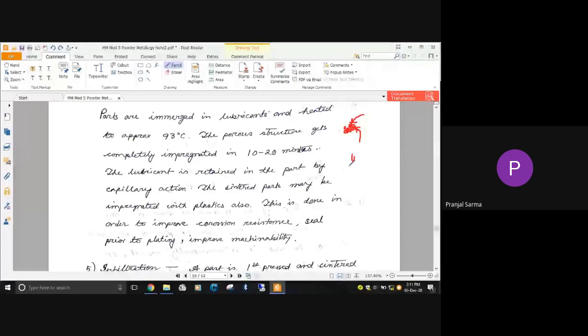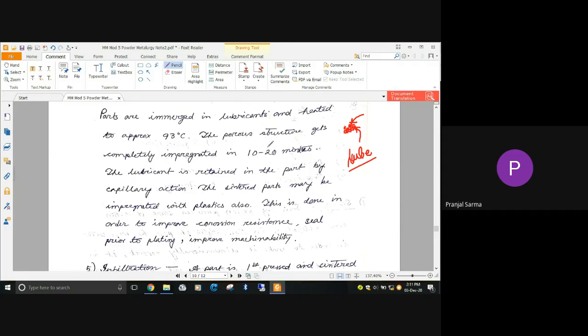So this lube or wax, whatever it is, completely impregnates the porous structure. It takes some time to get impregnated completely, like 10 to 20 minutes, depending on the fluidity of the lubricant or wax and the nature of the porosity, and so on.